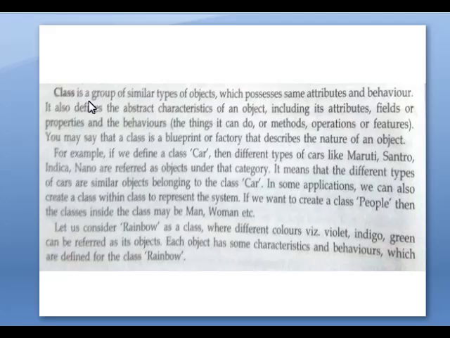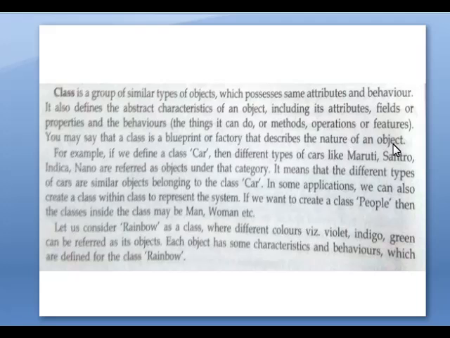Here again it is repeated: a class is a group of similar types of objects which possess some attributes and behavior. It also defines the abstract characteristics of an object, including its attributes, fields or properties, and the behaviors. Behaviors means the things it can do, or methods, operations, or features. You may say that a class is a blueprint or factory that describes the nature of an object. Why is a class called the factory of objects? Because it is producing objects of the same type.